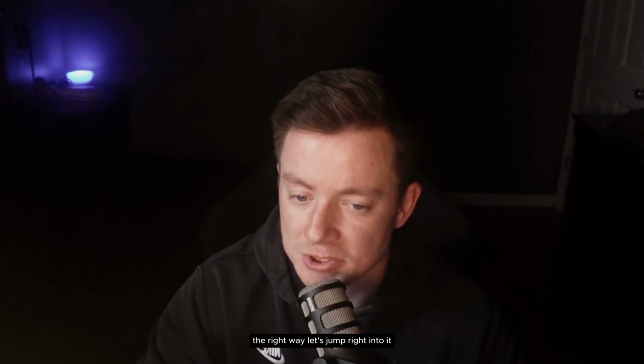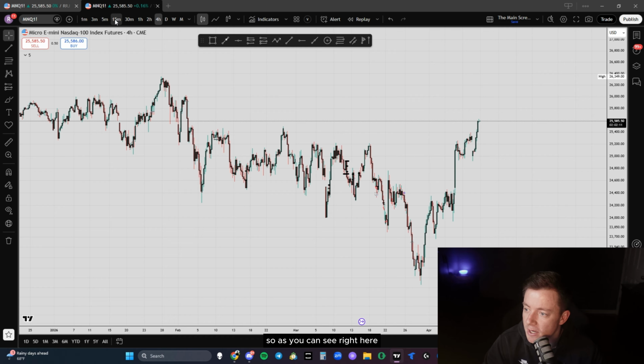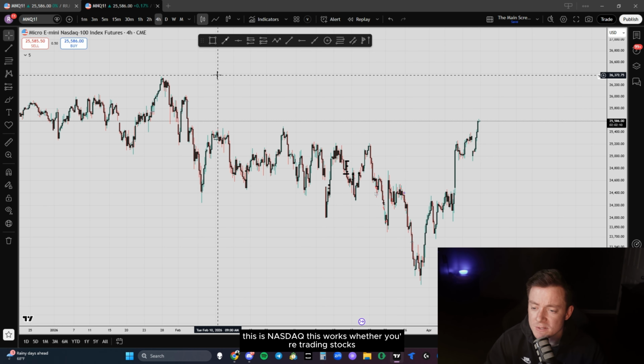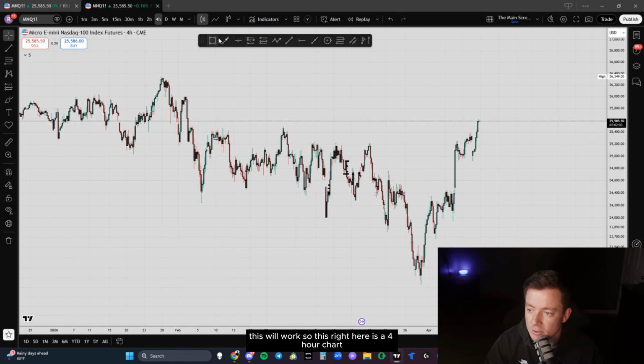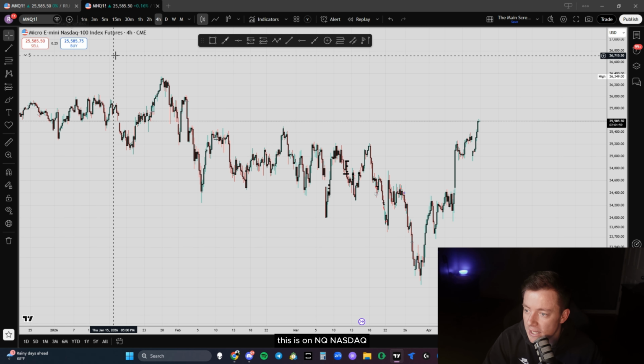Today, you're going to learn how to draw support and resistance the right way. Let's jump right into it. So, as you can see right here, this is Nasdaq. This works whether you're trading stocks, crypto, forex, futures, whatever you're going to be trading. This will work. So, this right here is a 4 hour chart. This is on NQ Nasdaq.